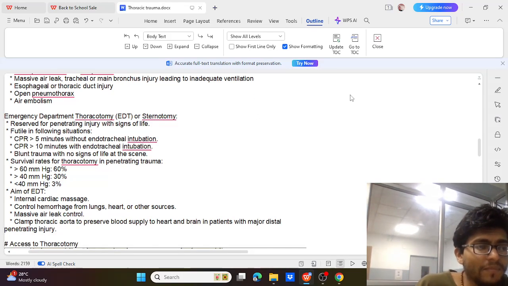And what is the aim of this emergency department thoracotomy, which is done in the emergency room, emergency casualty? To give internal cardiac massage, to control hemorrhage from lungs, heart or other chest mediastinal sources, to control massive air leak if it is there, and to clamp the thoracic aorta to preserve blood flow to the heart, brain and vital organs if the patient is having a major distal penetrating injury.